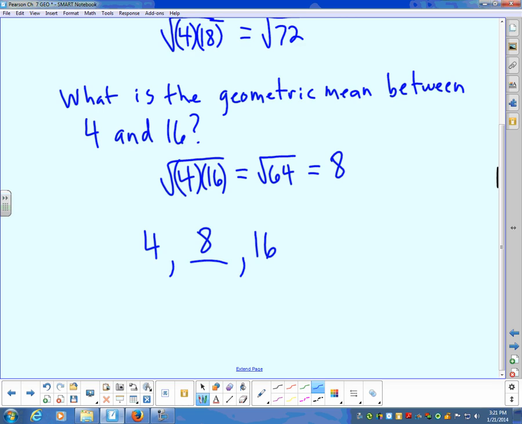So what would the next number in this sequence be? 32. And what would the geometric mean between 8 and 32 be? 16, yeah. You would multiply these two and take the square root, and you would get 16. Okay. And what's the next number after 32? Okay. So that's an example of a geometric sequence. You'll study those second semester next year.